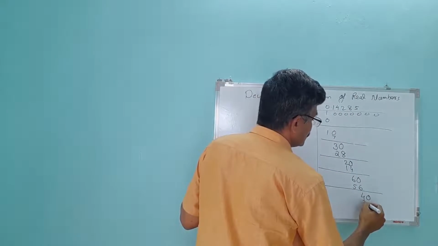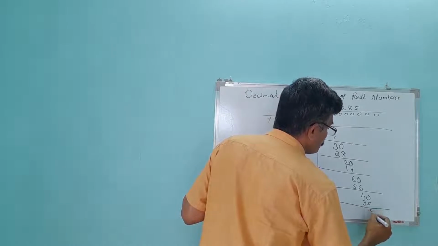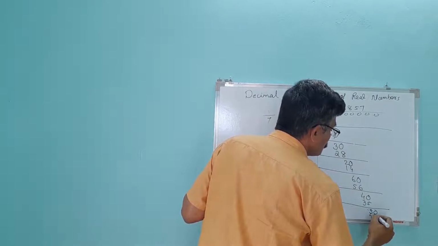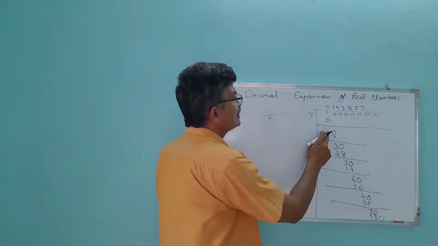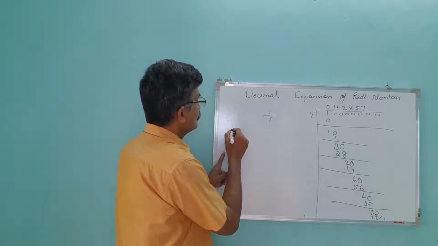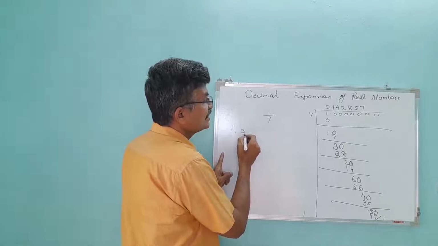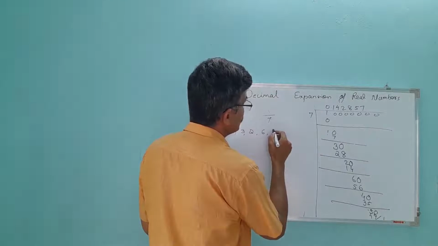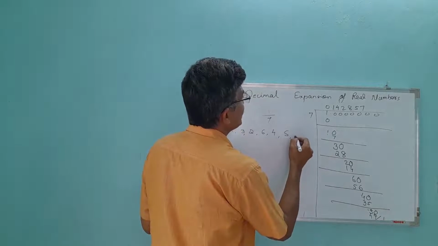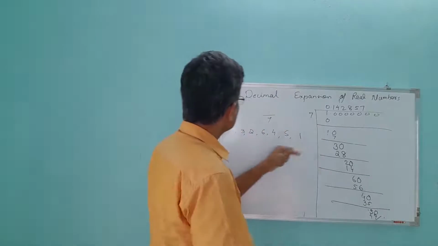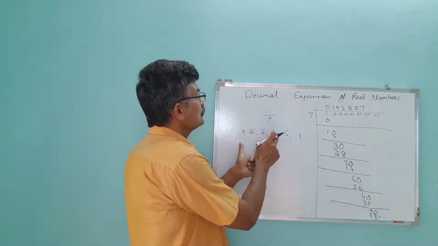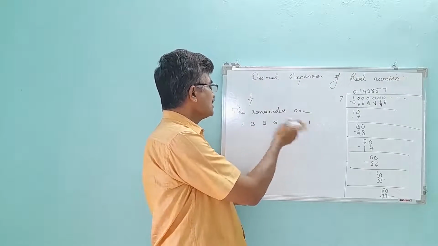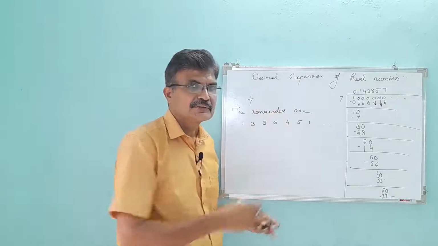5, 35, 5, again this 0 here, 0, 7, 49, remainder is 1. So what are the remainders here? 1, 3, 2, 6, 4, 5, again 1. Then it will repeat 3, 2, 6, 4, 5, 1. So the remainders are 1, 3, 2, 6, 4, 5, 1. Again 3, 2, 6, 4, 5. A repeating block.